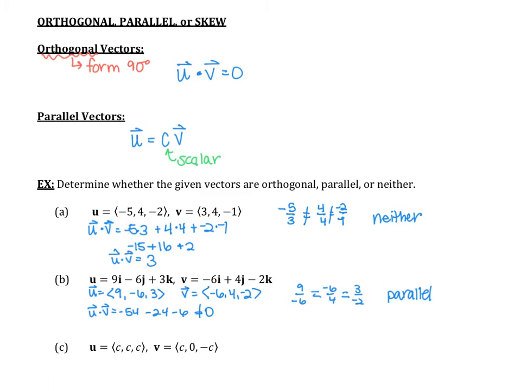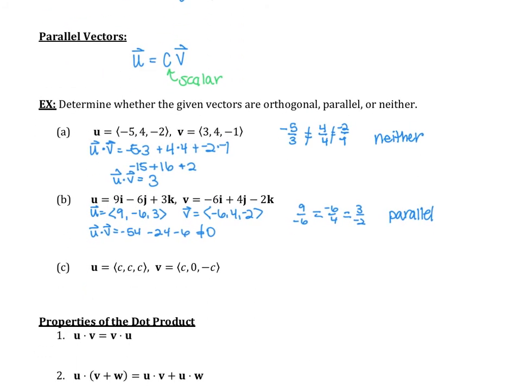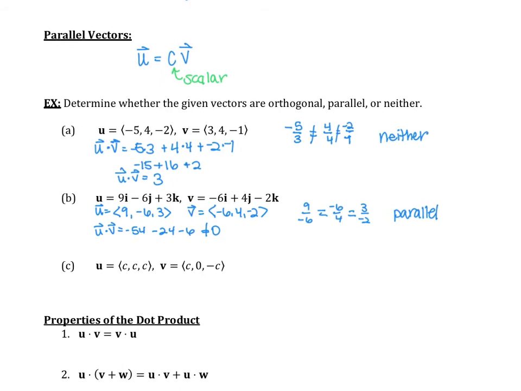Okay, let's look at this last one. I may scroll up just a tiny bit. First, let's test for being orthogonal. If I do u dot v, we get c times c plus c times 0 plus c times negative c. So we get c squared minus c squared, which is 0.